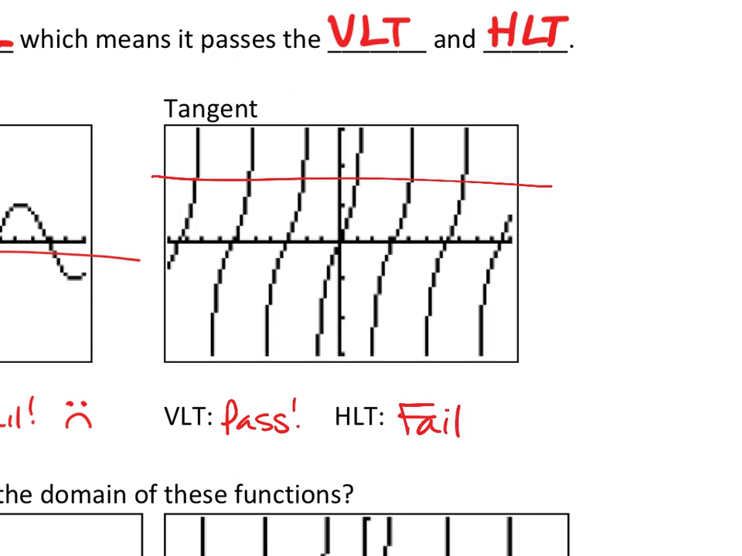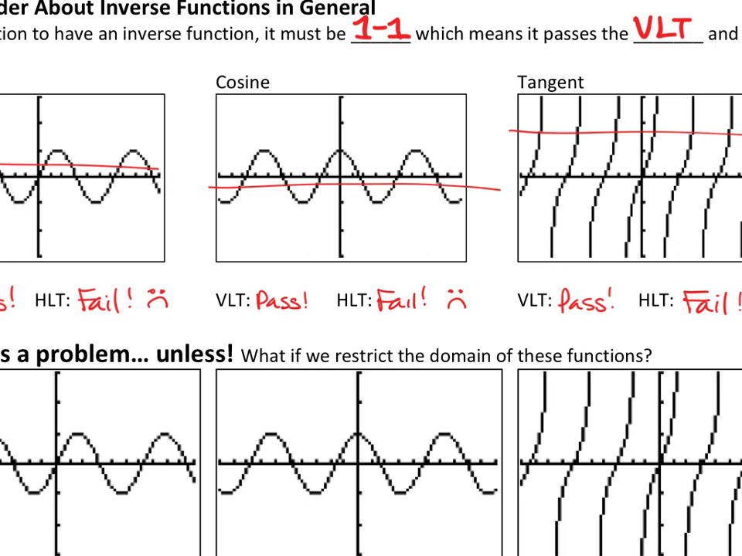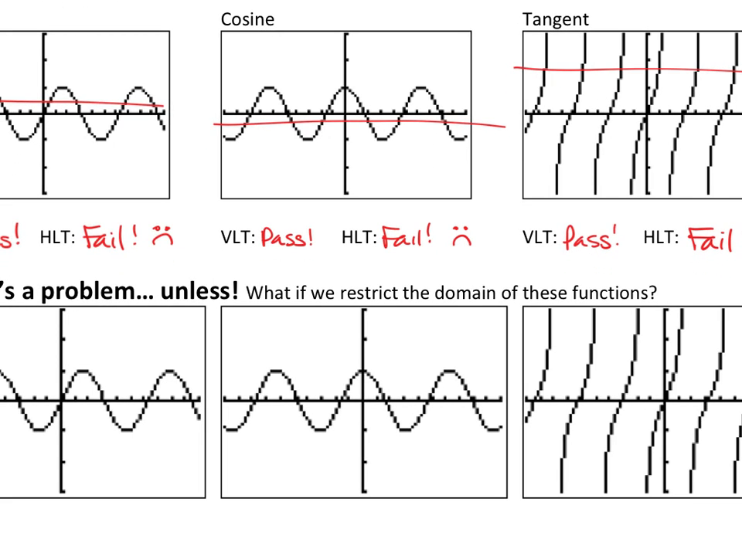We know that there are inverse functions, because I've already told you that. But there's not, because it doesn't pass the horizontal line test. So this is a problem unless we figure out how to restrict the domain of these functions so that they do pass. When we're talking about restricting the domain, we're talking about looking at only a very specific part of the graph so that the vertical line test and the horizontal line test is a pass.